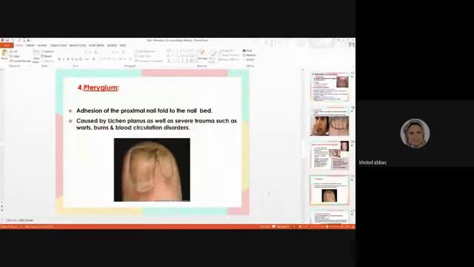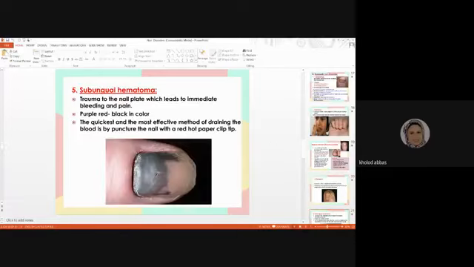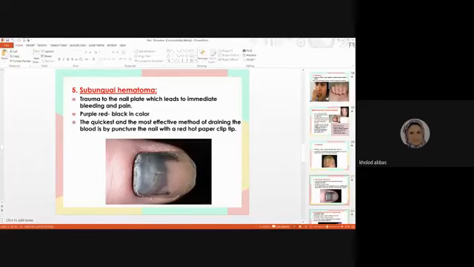Pterygium, which is adhesion of the proximal nail fold to the nail bed, is caused commonly by lichen planus. Other causes are severe trauma such as burn, or wart in the nail matrix. Poor blood circulation disorder could lead also to pterygium. Subungual hematoma: trauma to the nail plate leads to accumulation of blood beneath the nail plate, leading to pain and black discoloration of the nail.